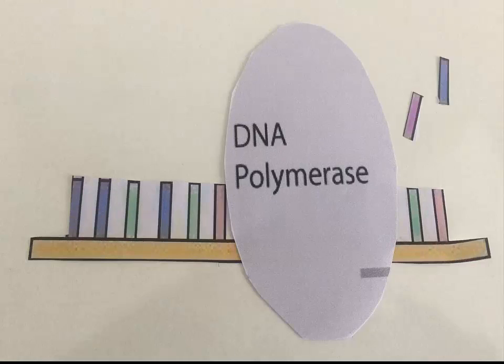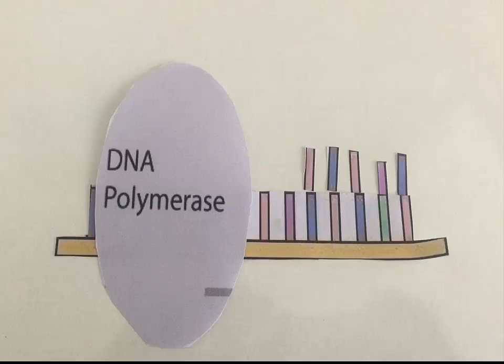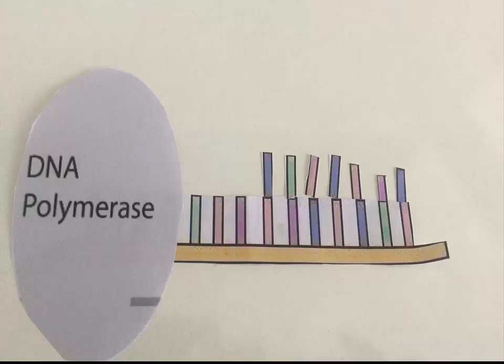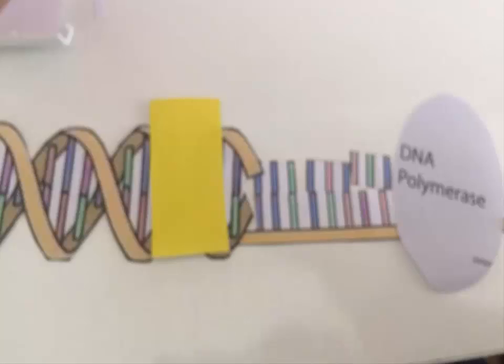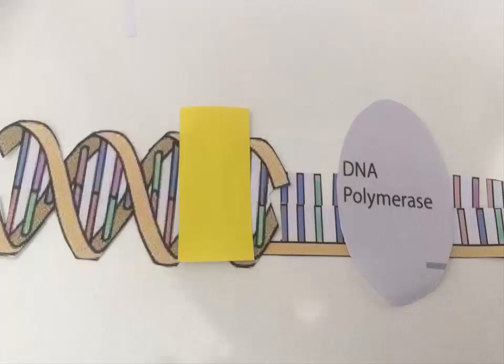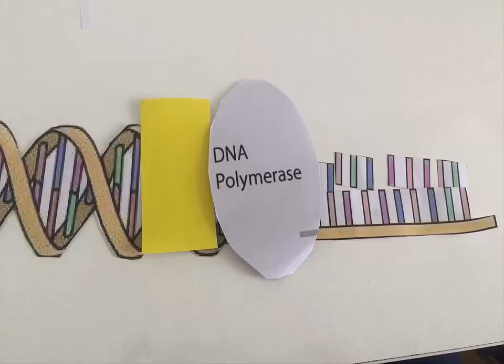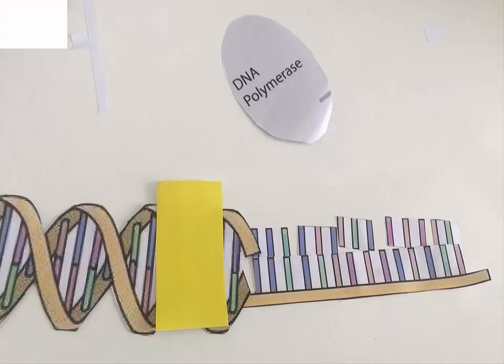Then the DNA polymerase, which is an enzyme, makes the DNA replication work. That is the most important part in DNA replication. Finally, there's a step called termination, in which an enzyme comes in and stops the DNA replication process.